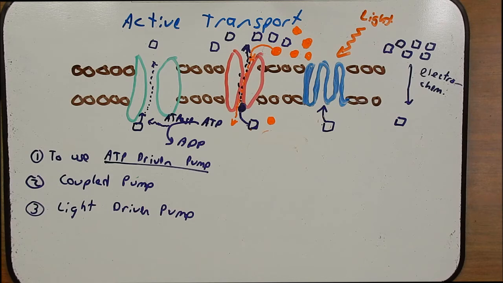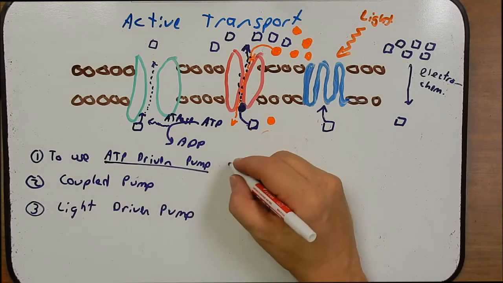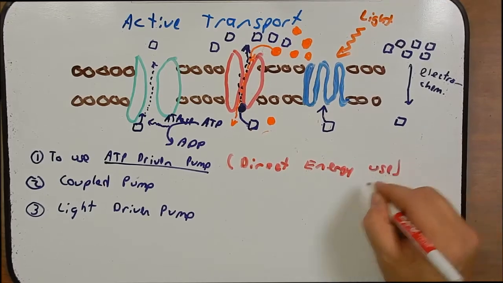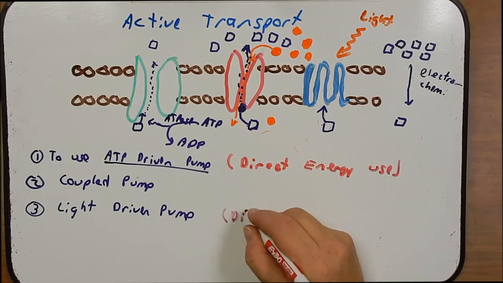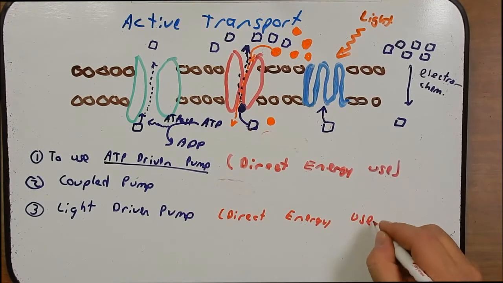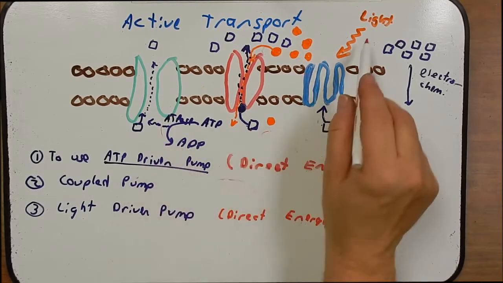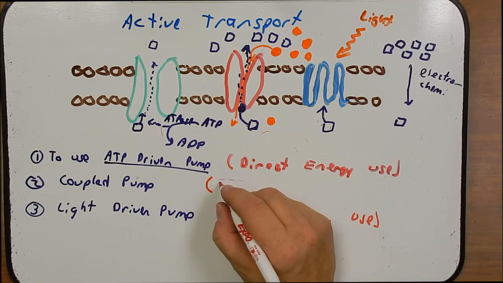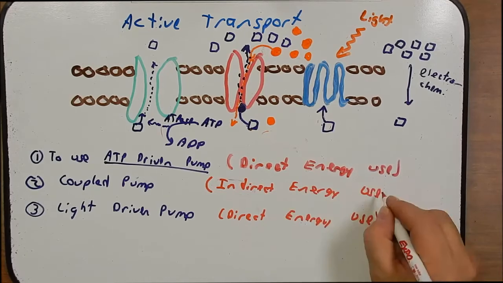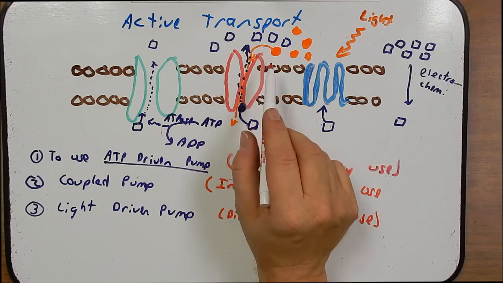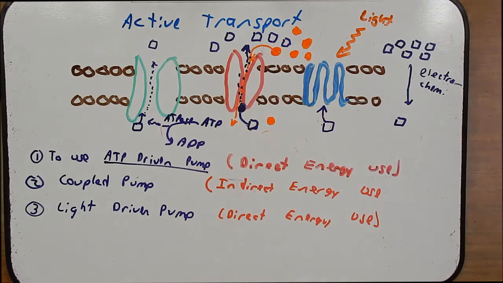I'm going to add one extra way to categorize these. We can think of this first one, using the ATP driven, as a direct energy use. Same thing with number 3, the light-driven reaction, direct energy use, because they're directly taking the energy either from ATP or from the sun to move a molecule against the gradient. The coupled pump, we would call this indirect energy use. It's not using any energy created, it's just moving across the membrane, sort of taking a free ride at the expense of this other molecule.